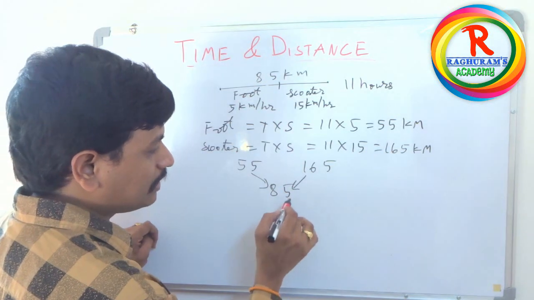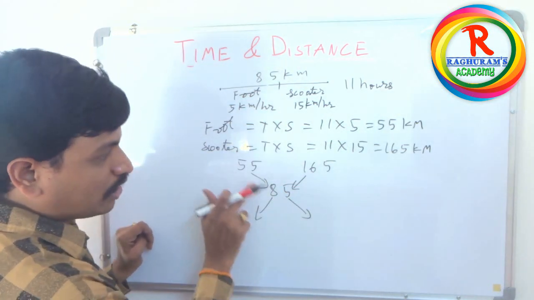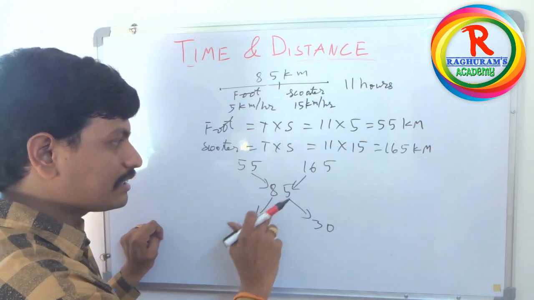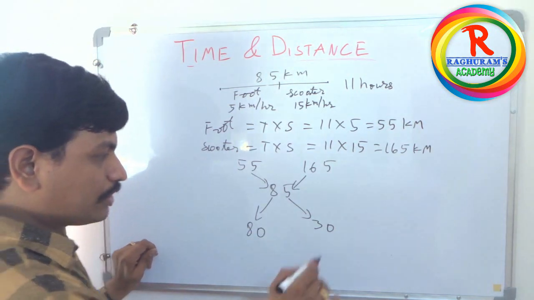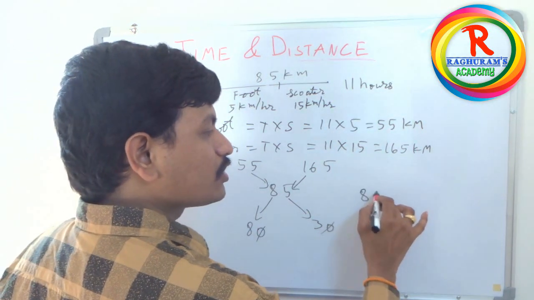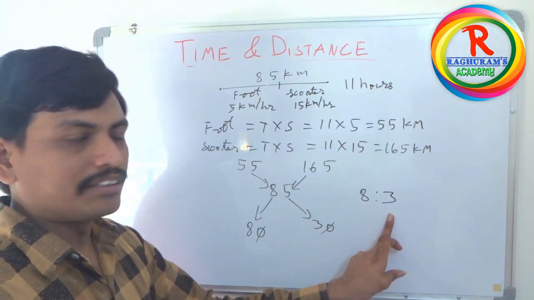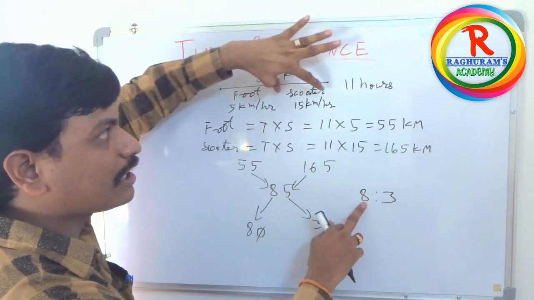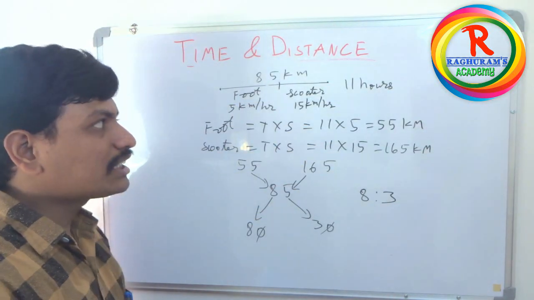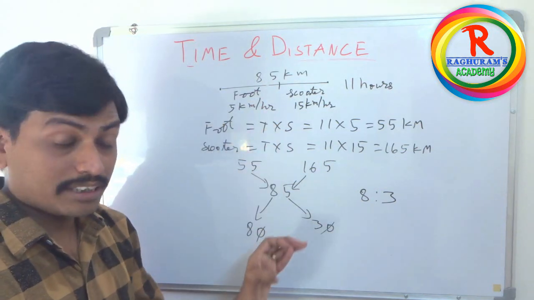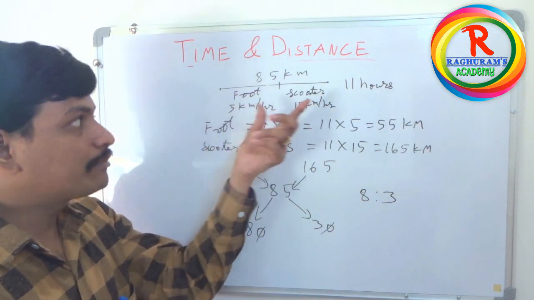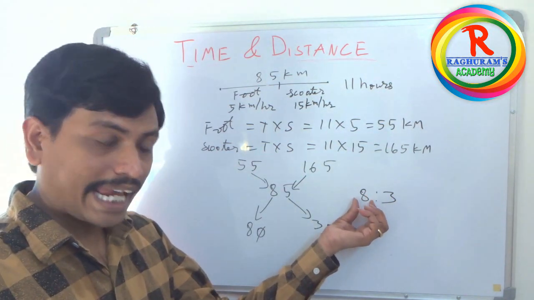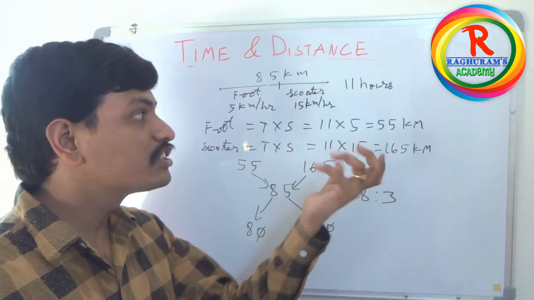So the alligation method, the bigger minus smaller. 85 minus 55 is 30, and 165 minus 85 is 80. So the cancellations. So the ratio is 8:3. That is, out of total 11 hours he traveled by foot 8 hours, and the remaining by scooter 3 hours. In the question they may ask you how many kilometers, how much time he has gone by foot, how much time he has gone by scooter. Directly we can find: total 11 hours, 8 hours foot and 3 hours scooter.